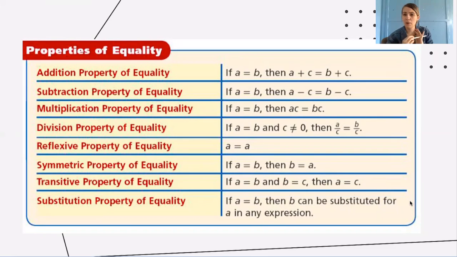The transitive property of equality says that if two numbers equal each other, so if A equals B and B equals C, then you can go ahead, remove the B and go straight to A equals C. Finally, the substitution property says that if two values are equal, you can substitute it.